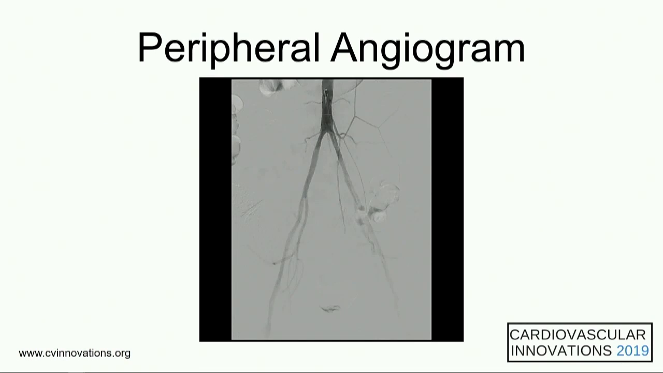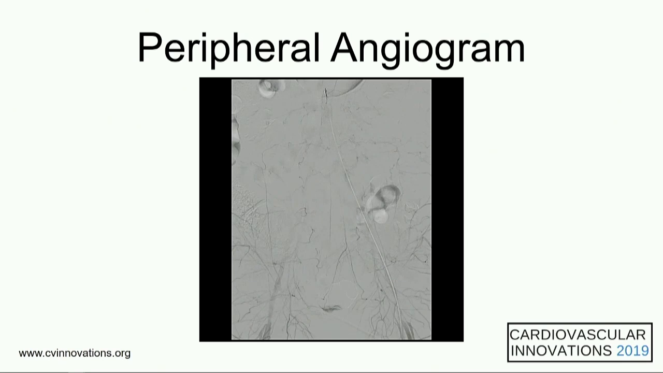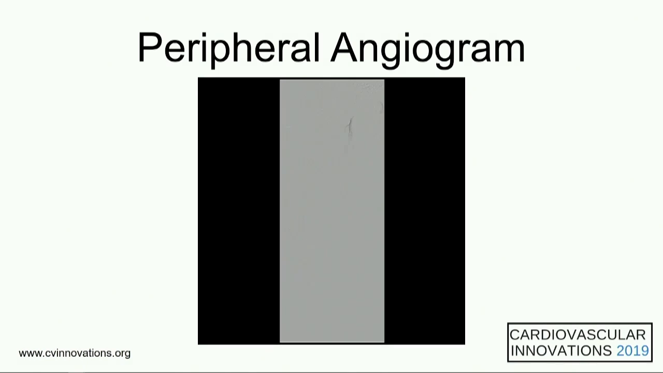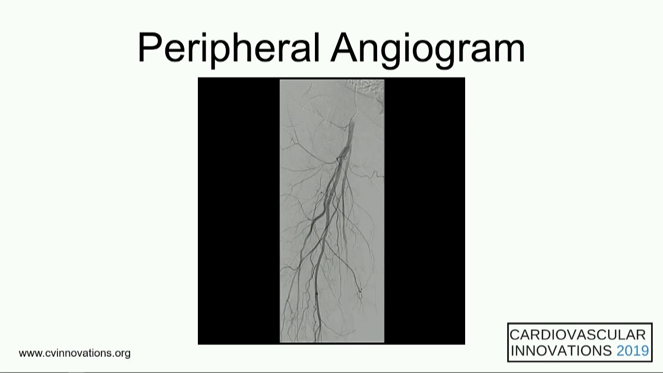What you can see here is we have an abdominal angiogram below the renals. You can see that the distal aorta looks pretty good. So do both iliac systems and the common femorals. Take a look at the right. You see a nice profunda. And you can see very slowly trickling in is the SFA.